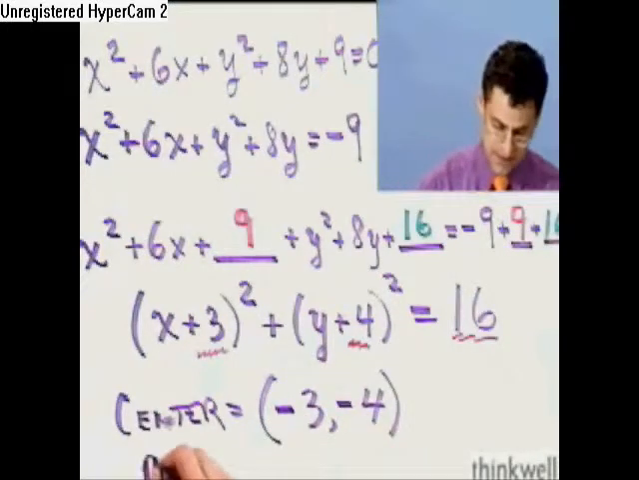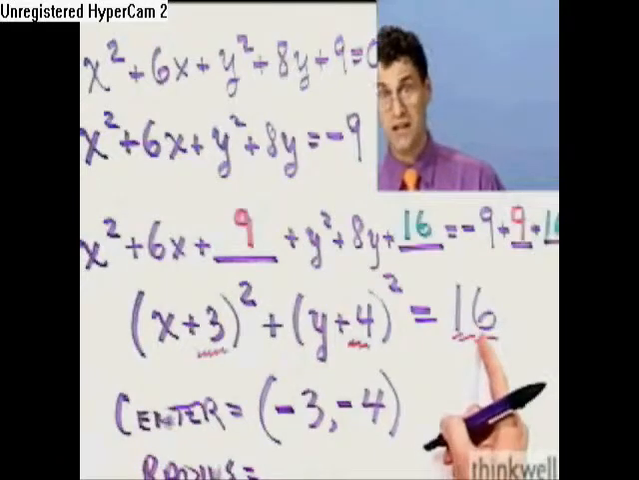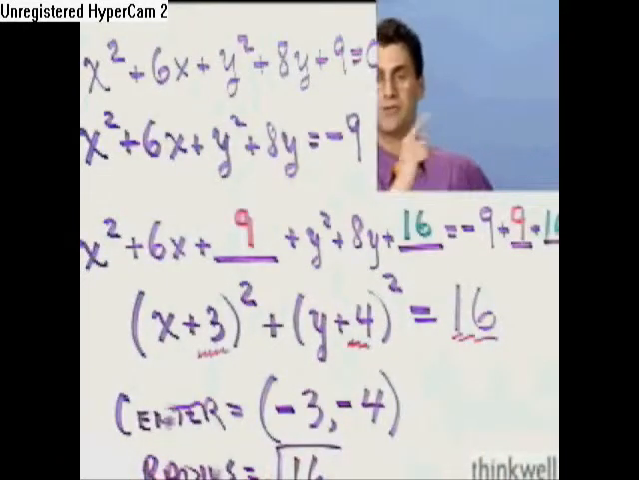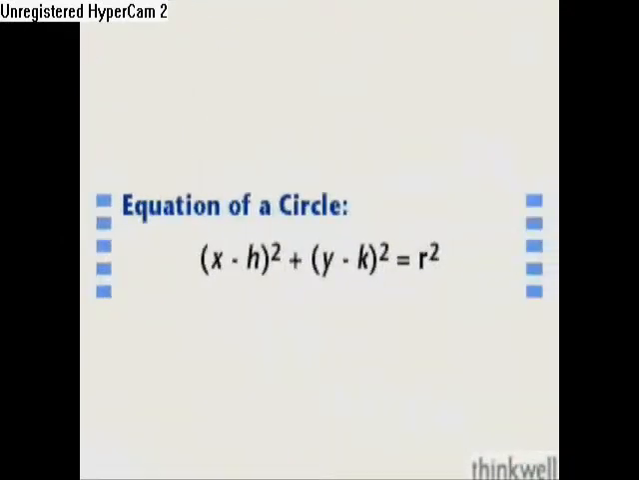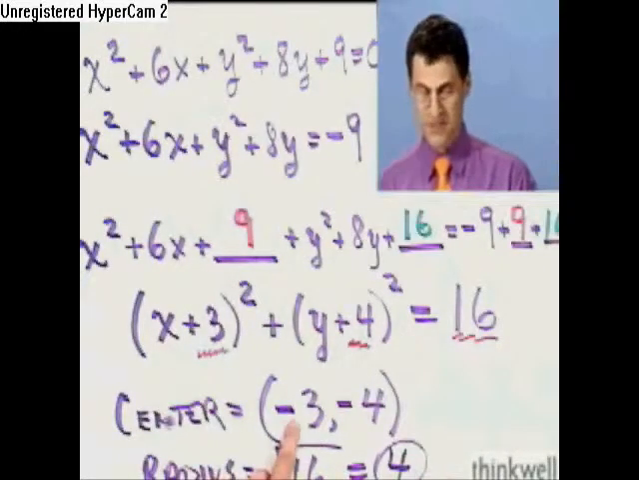And the radius? Well, the radius equals not 16. You may be tempted to say 16, but you have to take the square root of 16 because look at the formula over there. It's x minus h squared plus y minus k squared equals r squared. And so in fact I have to take the square root and I get 4. So the radius is 4, the center is minus 3, minus 4.